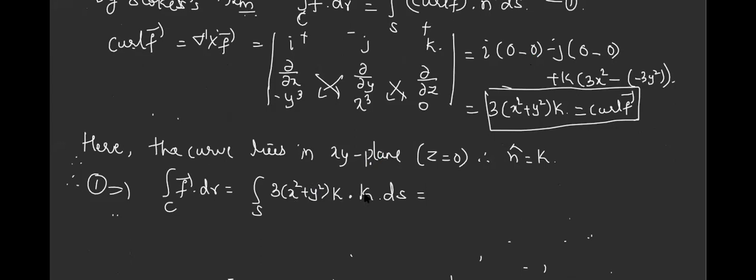Vector. It's a vector. What about k? Vector. So dot product of two vectors, how do you find it? Corresponding coefficients should be multiplied, no? Can you tell me what you get? 3 into x square plus y square. That's all, correct? Because k dot k is 1.